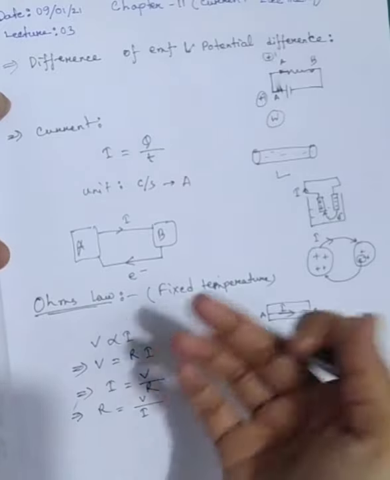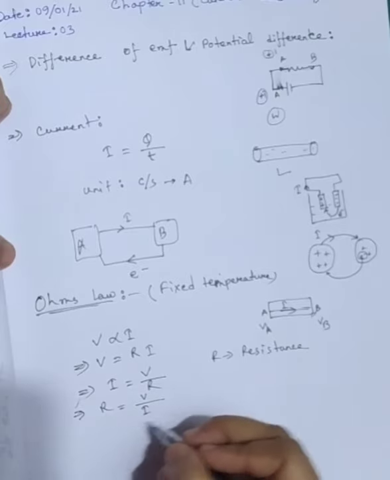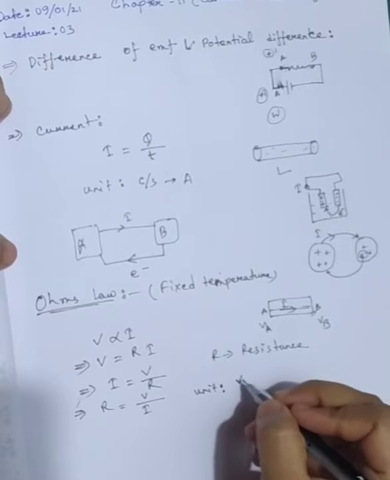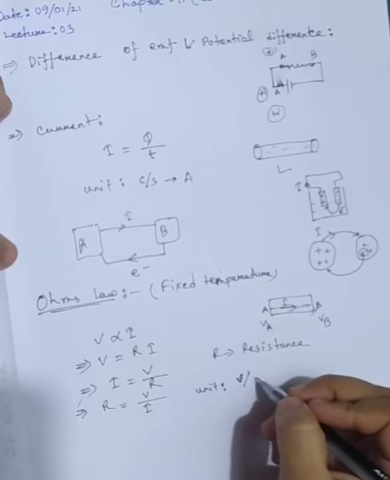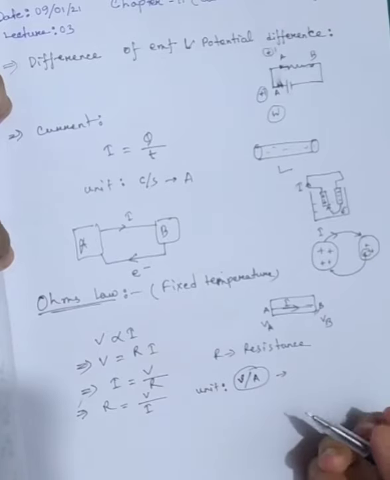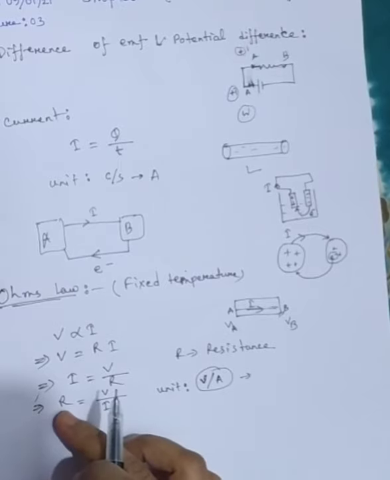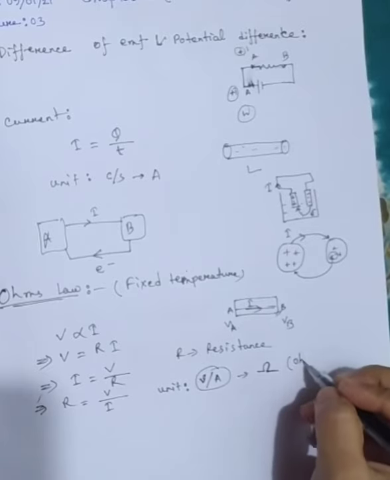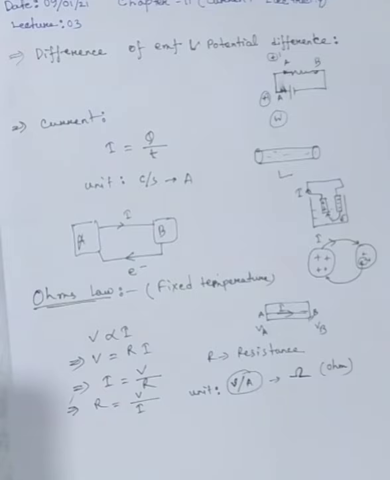And what is its unit? The unit of potential difference is volt, and the unit of volt is written in short form V, and the unit of current is ampere. That means volt per ampere. But in our conventional use, in our practical use, the unit used for measuring the resistance is called ohm. Here is an italic sign, Ω. Ohm, that is the unit of resistance, ohm.